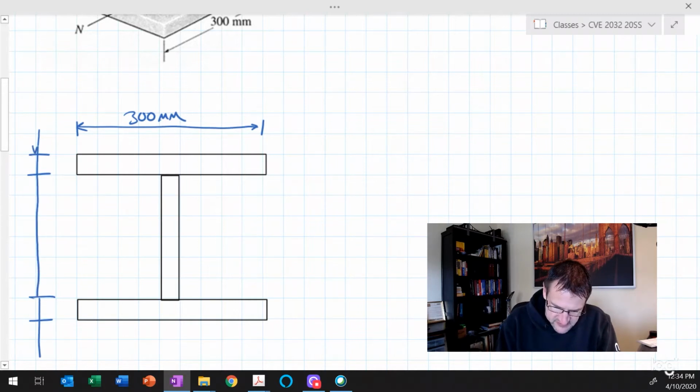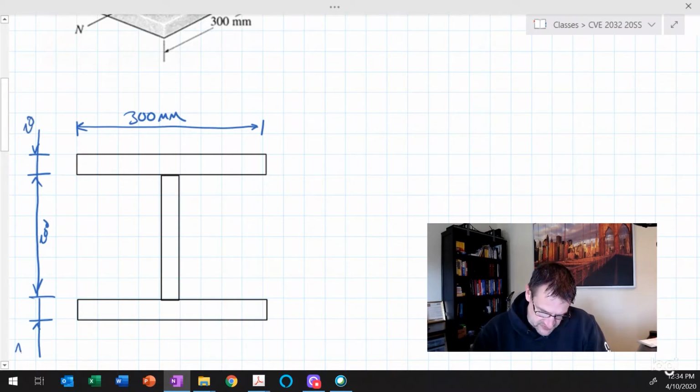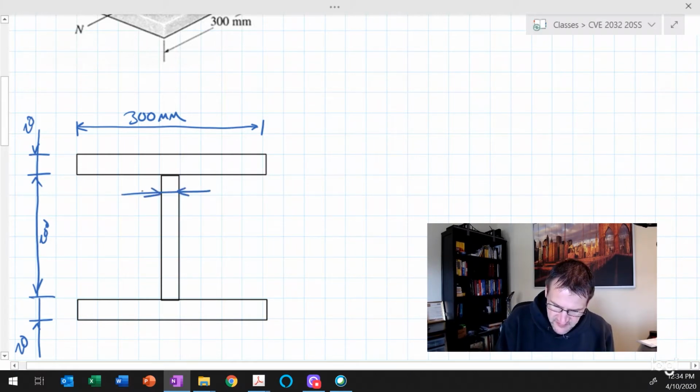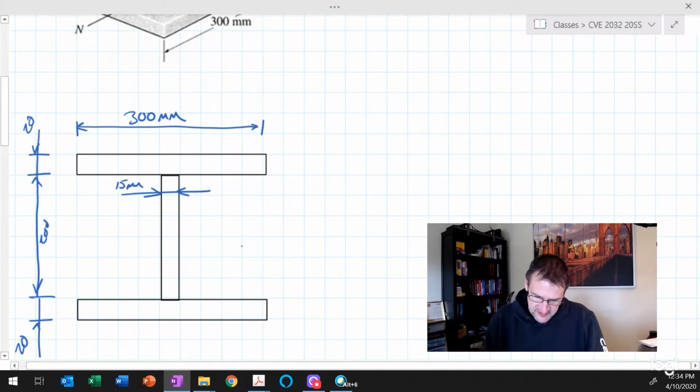And then we also have the depth of the web. This distance here is 200 millimeters over the full depth. This is 20 millimeters there for thickness, and I'll just leave the units off those. And then here the thickness of the web is 15 millimeters. So it's a doubly symmetric cross section.